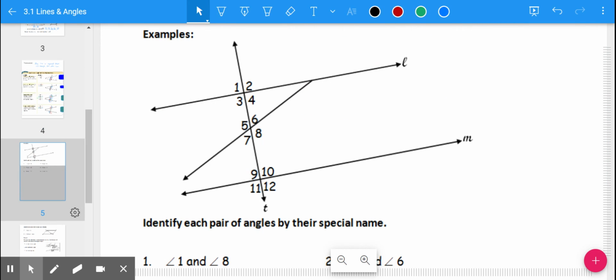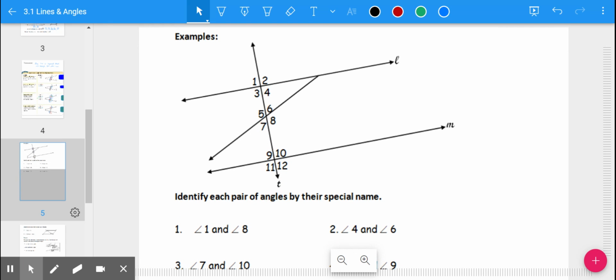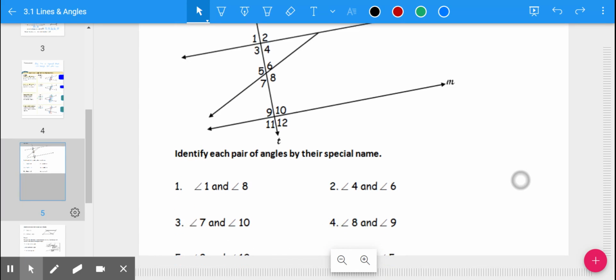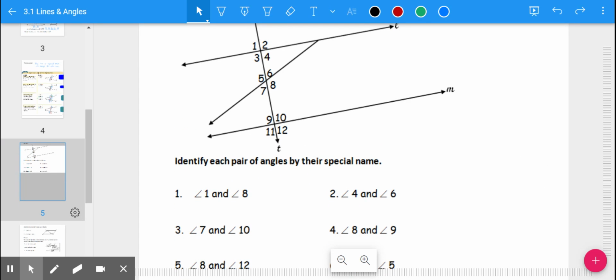So let's work through this example here. We have 3 different lines, and then we have one big transversal. This is the transversal because it's cutting through 3 different lines. And we have angles 1 through 12 labeled. It says identify each pair of angles by the special name. So I'm going to do that, but I would like you to try these on your own. There's 6 of them, but I'm going to probably be abbreviating just a little bit, okay?